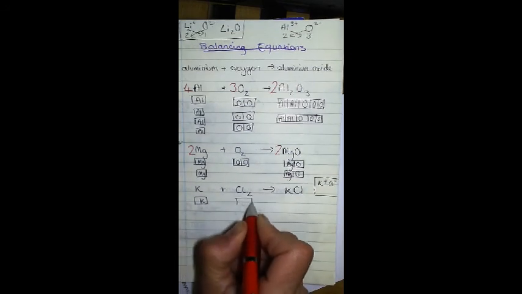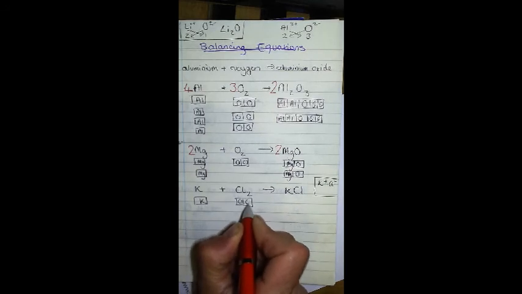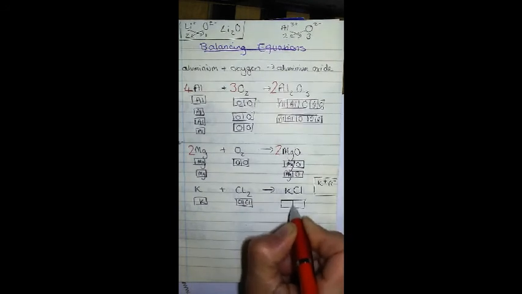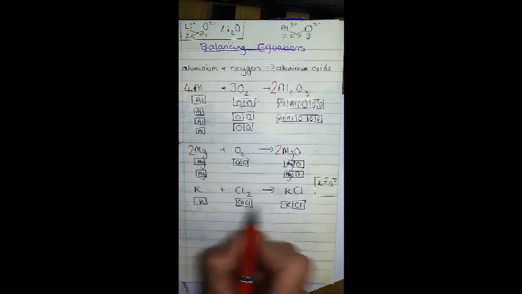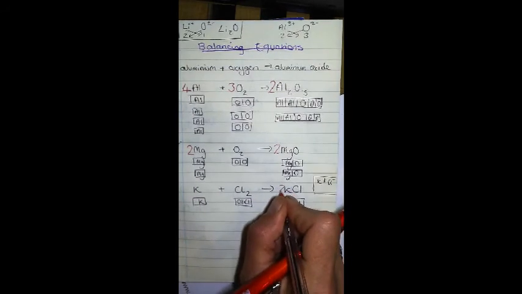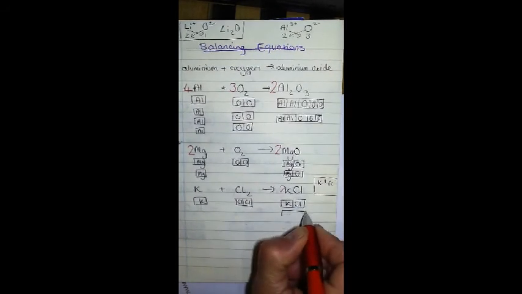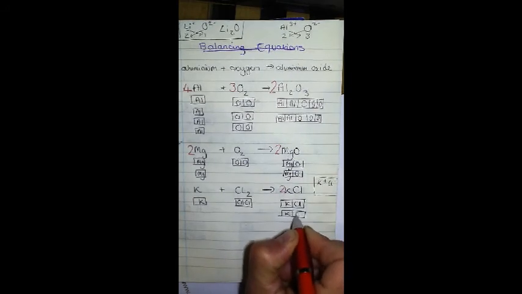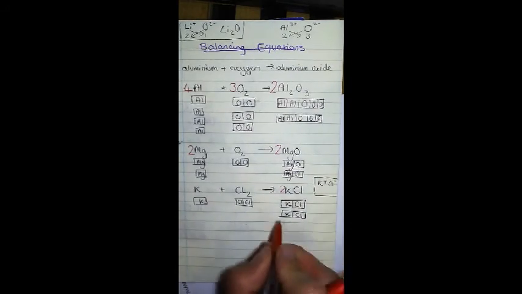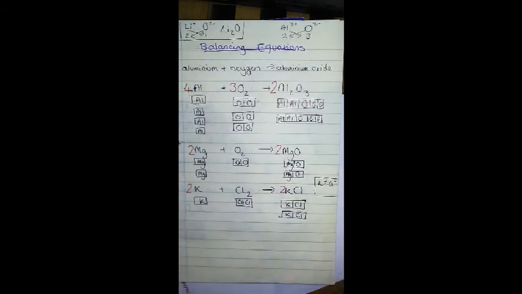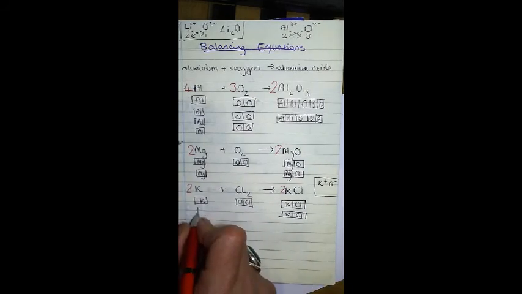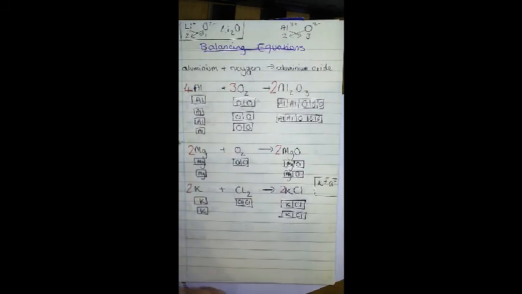K, Cl, Cl, K, Cl. Cl's not balanced. Need 2 of them. Gives me another KCl, which means I need 2 of these. Alright? So you get the idea, hopefully.